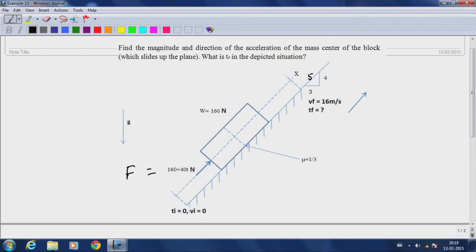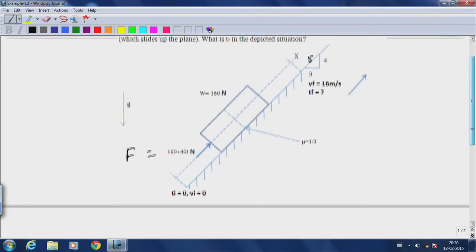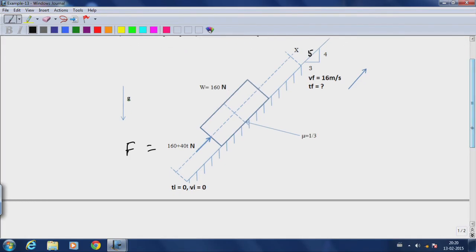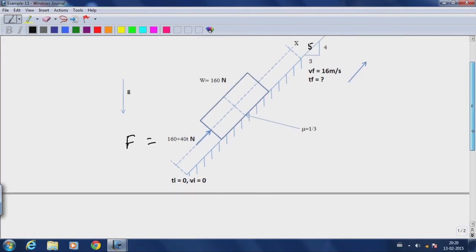As T increases, you can see that the magnitude of this force F is increasing with time, and we are asked to find the magnitude and direction of the acceleration of the mass center as a function of time, and we are asked to find what is the time instant tf at which the velocity is 16 meters per second.